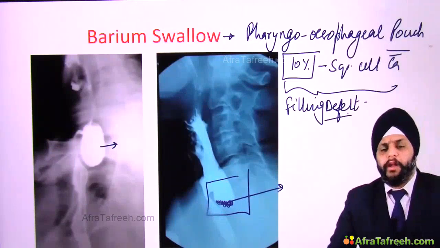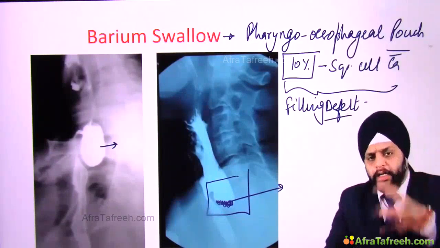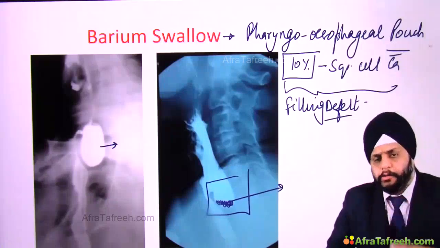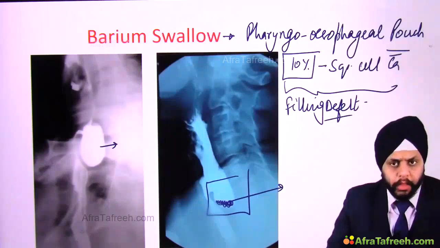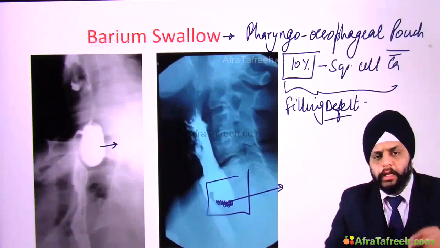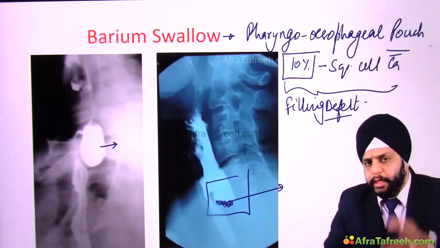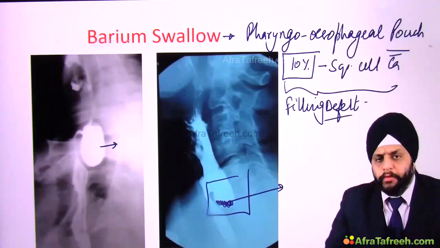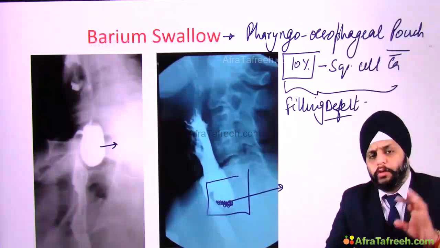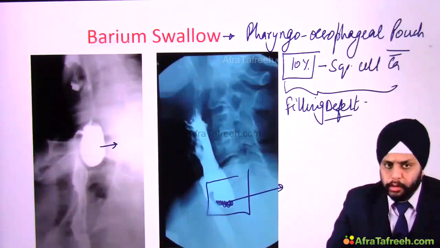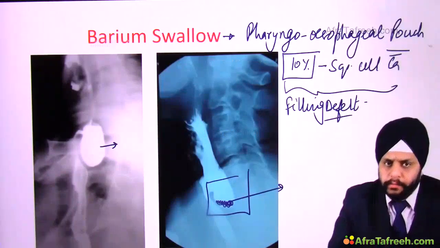But some of my friends will say, sir, if a food particle is there, that will also present as a filling defect. I'll say, yes, you are very right. Very good. If there is a food particle, that will also present as a filling defect. So how can you differentiate whether that filling defect is because of food material or because of squamous cell carcinoma? There is some growth. So there are 2 ways.